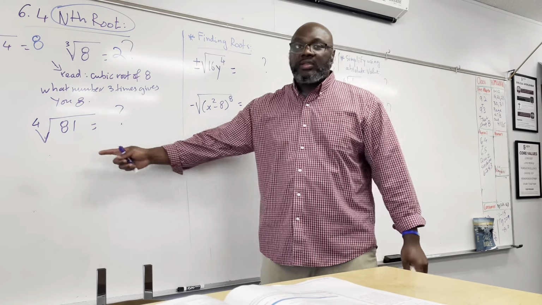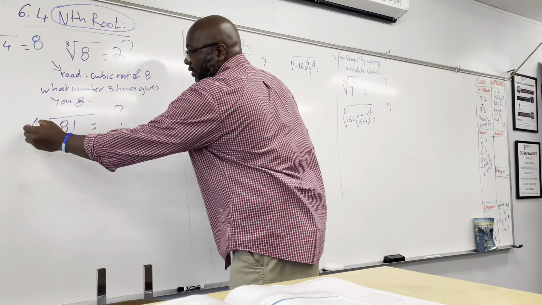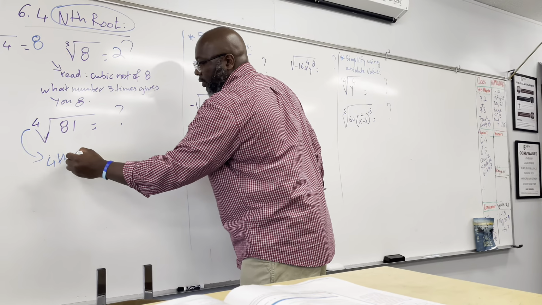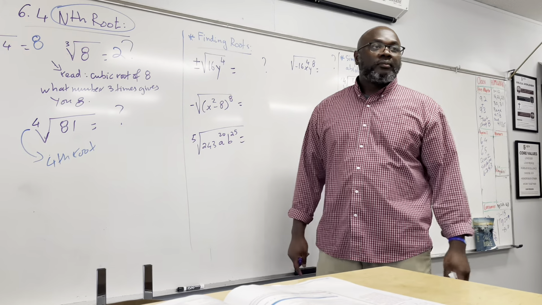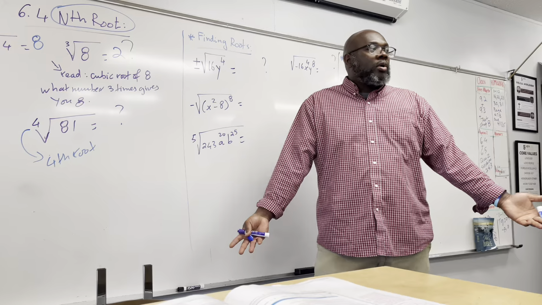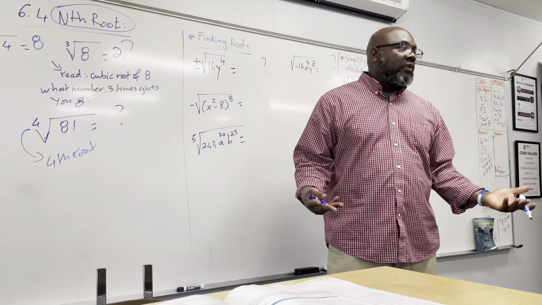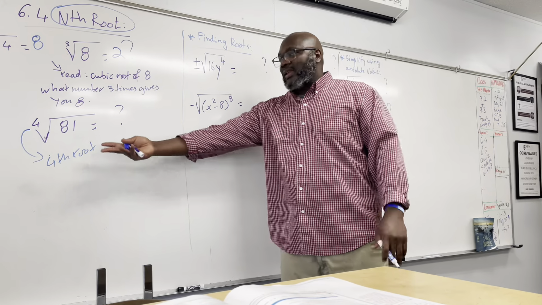Now we have the same question here. When you have a 4, this is the fourth root, right? So what's the fourth root of 81? 3. Basically, what number multiplied by itself 4 times gives you 81 is 3.